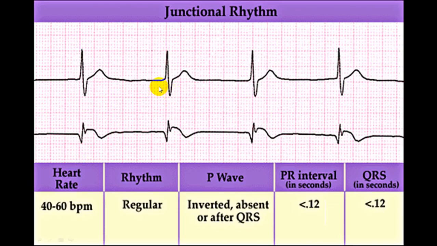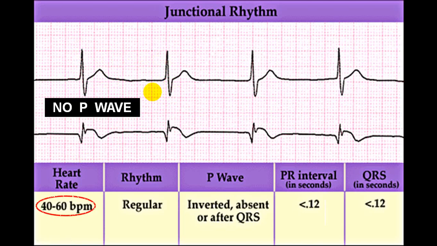Here you can see this is a normal junctional rhythm, no P wave, QRS complex. Hence this is more in favor of a junctional rhythm. And if you calculate the rate, this is between 40 to 60, that is approximately 50. So this is normal junctional rhythm, no P wave.